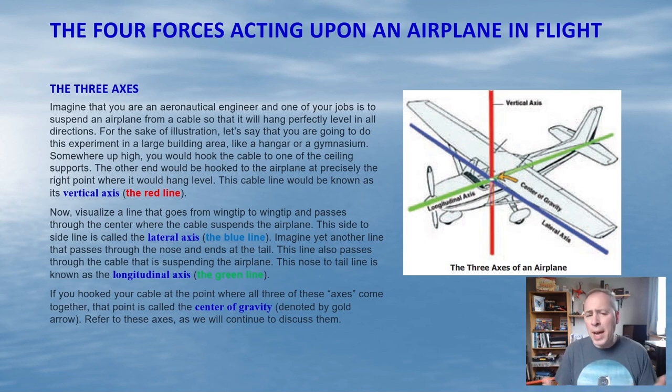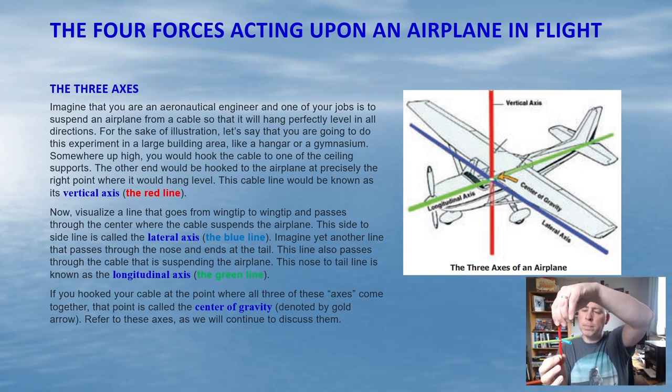So what's next? Well, there are three axes that a plane can fly on. There's a vertical axis, a lateral axis, and a longitudinal axis. So imagine if you're an aeronautics engineer and one of your jobs, and this is kind of a weird looking plane here, is to hang a plane on a cable from the ceiling. If you've been to some air museums, the Smithsonian or the Aerospace Museum in Dayton, Ohio, you see these things hanging from the rafters, and they're just dangling in space. So let's say you're there and your job was to hook one of these on a string like this.